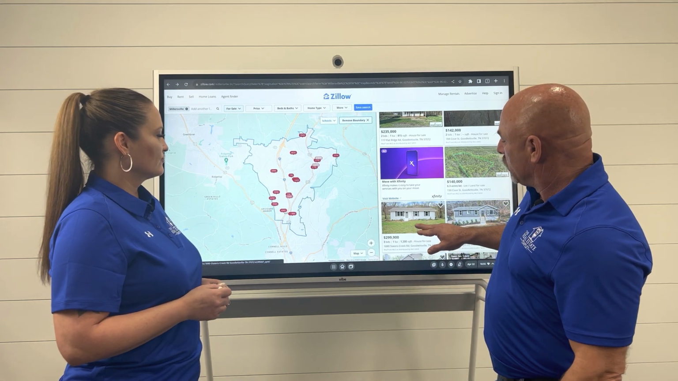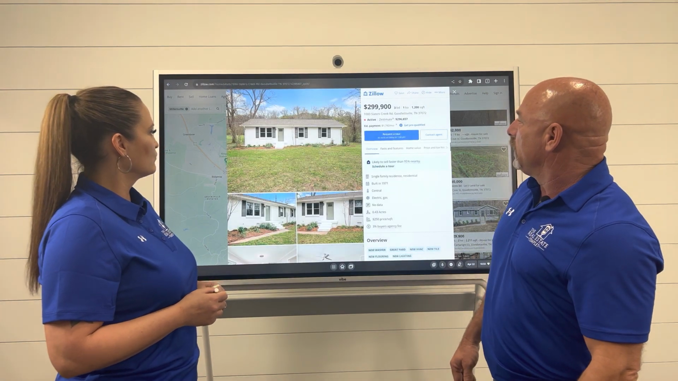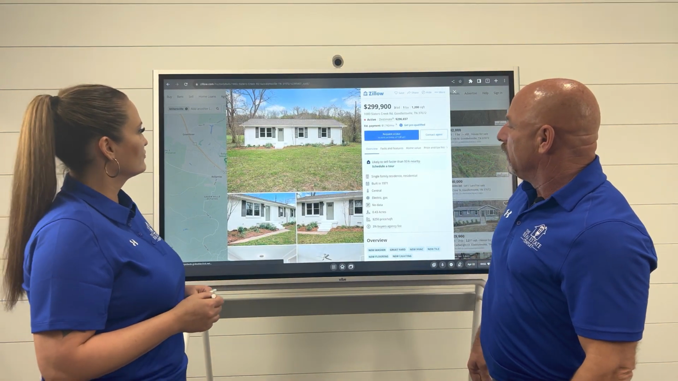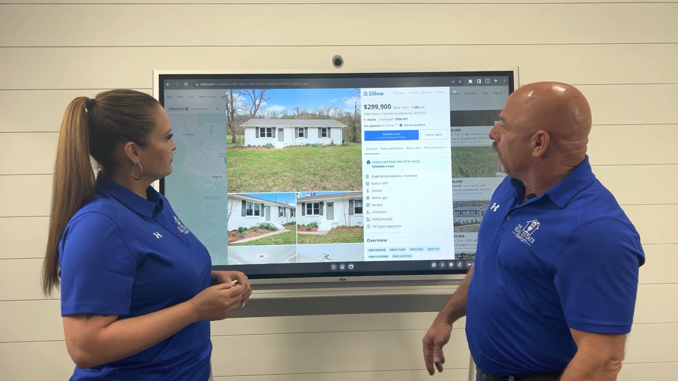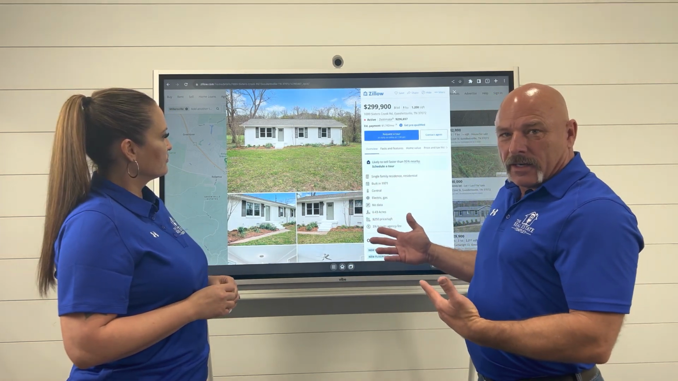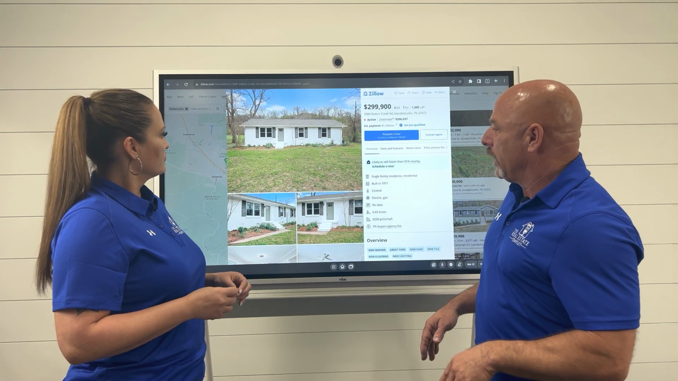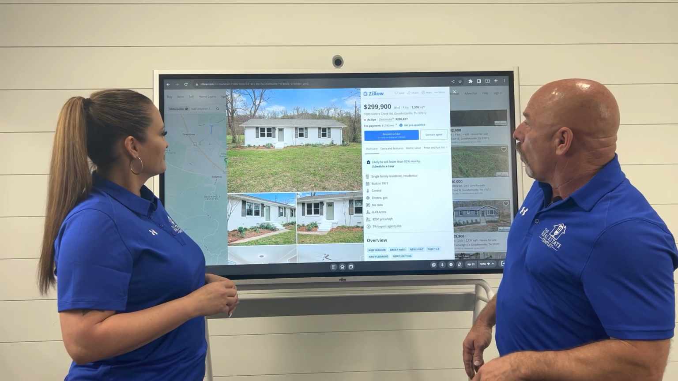So we're going to punch this house right here. This is in Millersville, Tennessee. It's 1080 Slater's Creek. Cute little house. We're familiar with this area because we own several houses on this street and in this area.